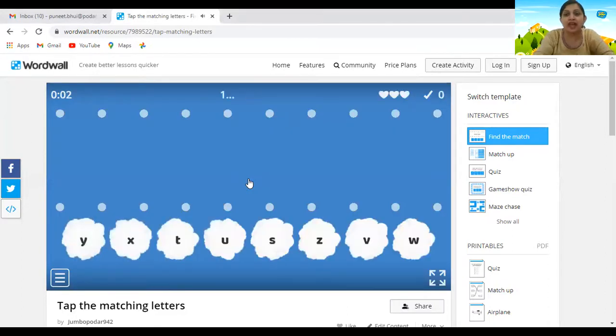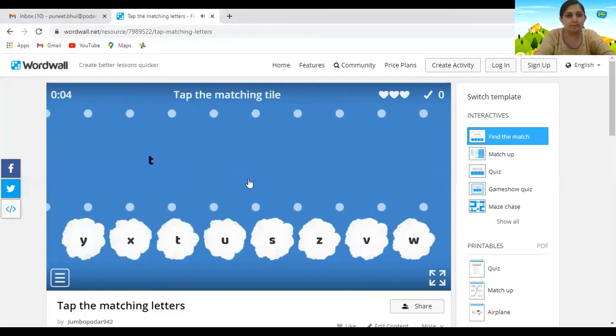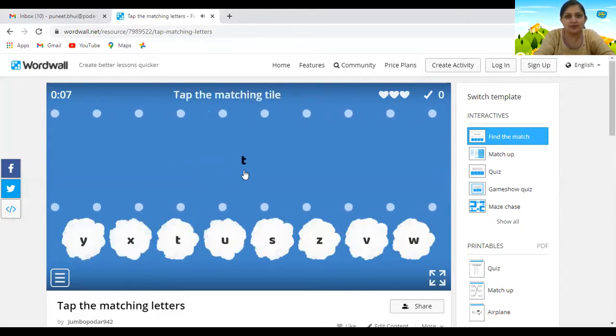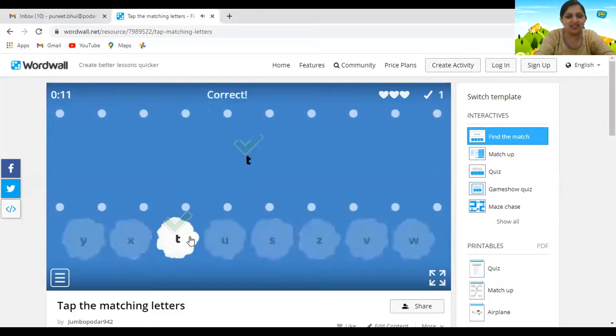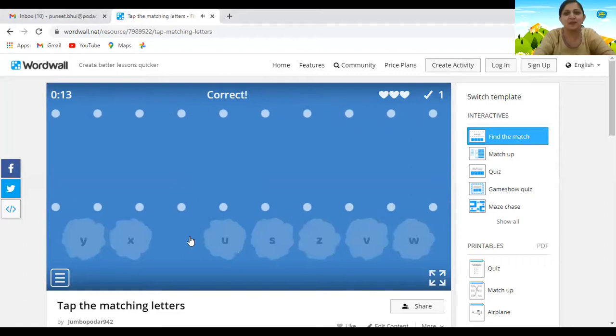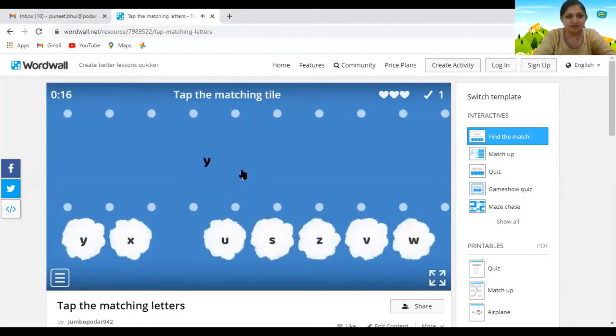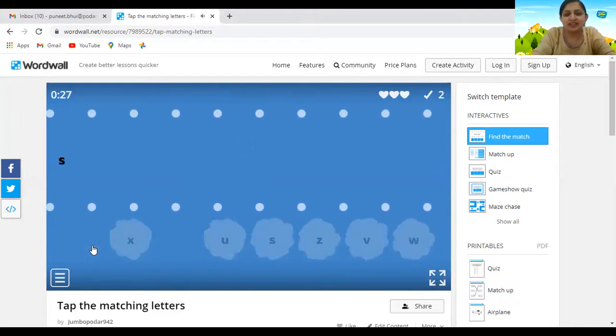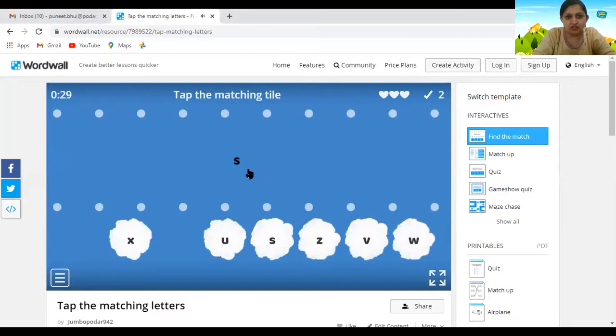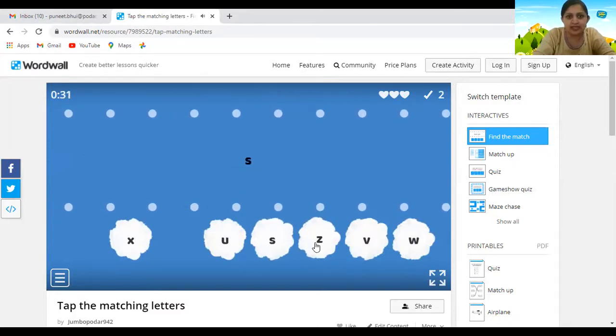So children, we have to tap on the matching letters, okay? So which letter is this? This is T. Now children, which letter is this? This is X or is it Y? Y? Yay! Now children, which letter is this? This is Z or is it S? S?